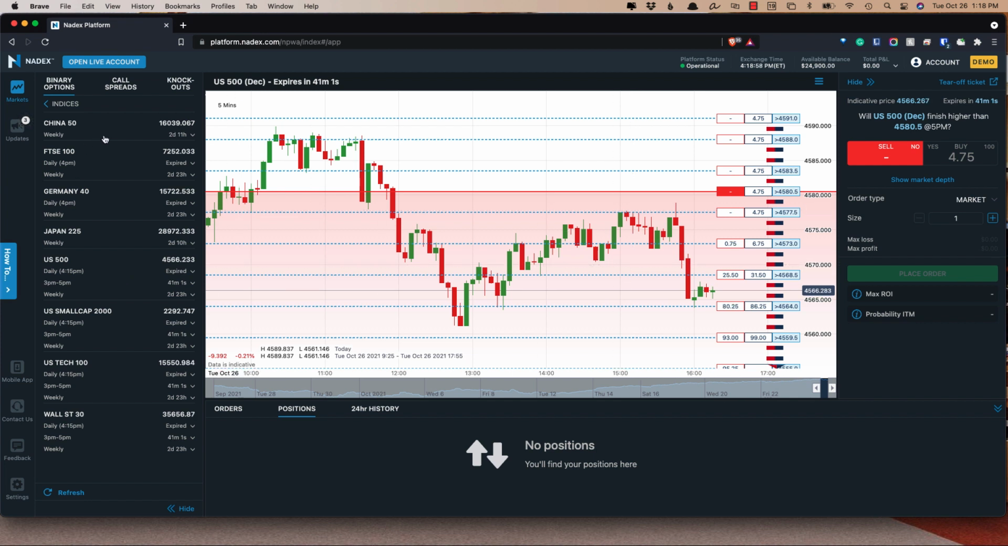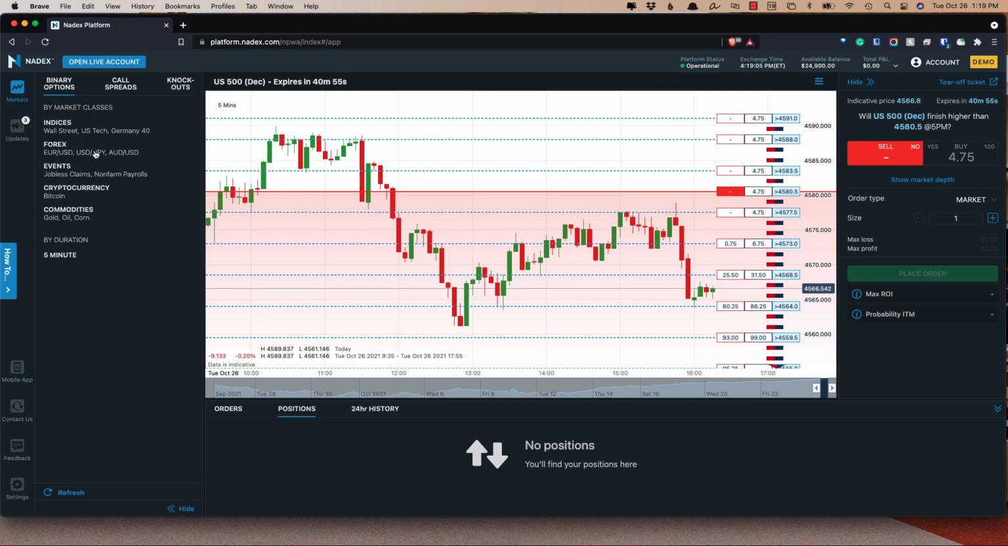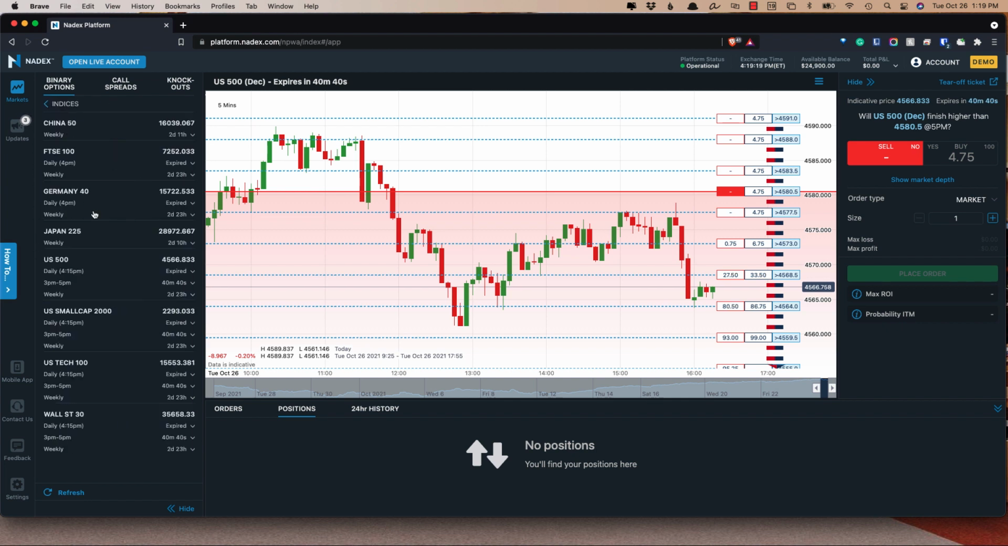Here's a list of all of the different binary options categories. They follow different indices here. You could trade based on indices, foreign exchange, different events, cryptocurrencies like Bitcoin, Bitcoin Cash, and Ethereum. There are commodities available as well: gold, oil, natural gas, and silver. But we're going to look at indices right now.